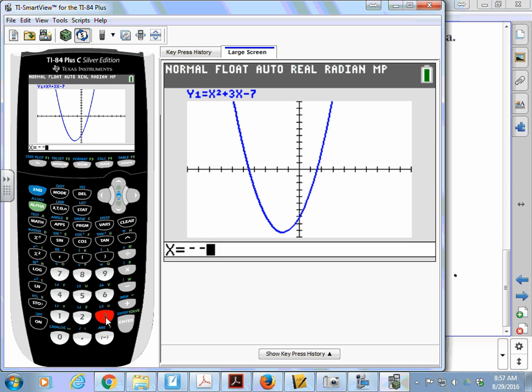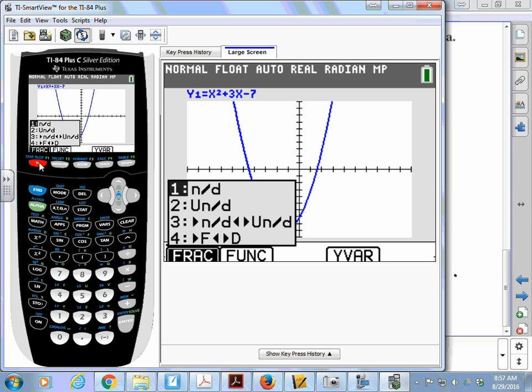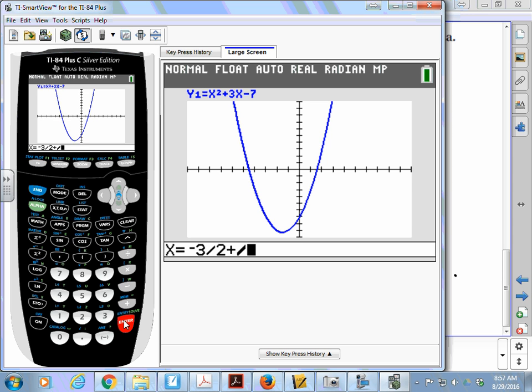So negative 3 divided by 2, and we'll do plus. And now here you're going to want to use the fraction bar if you have it. If not, you'll have to use parentheses. So if you have the fraction bar, we'll go alpha y equals, and we can make a fraction there. Oh, maybe it won't do it right here. All right, I guess it won't.